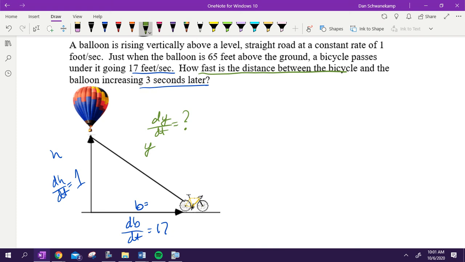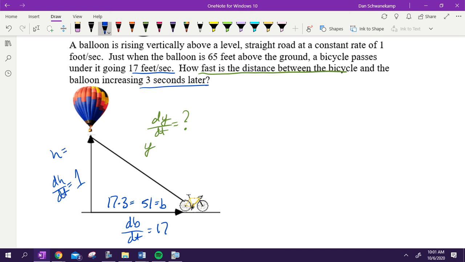What is the bike value going to be? 51. Where are we getting 51 from? 17 times 3 is going to be 51. That is b, because it's 3 seconds after he passed underneath.